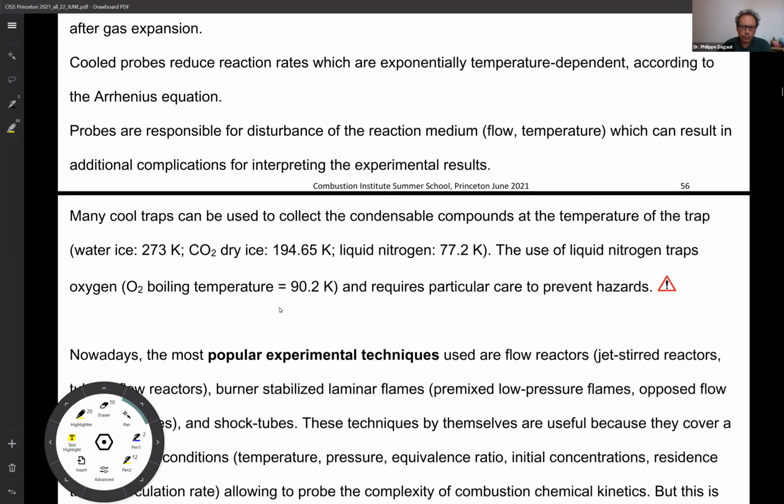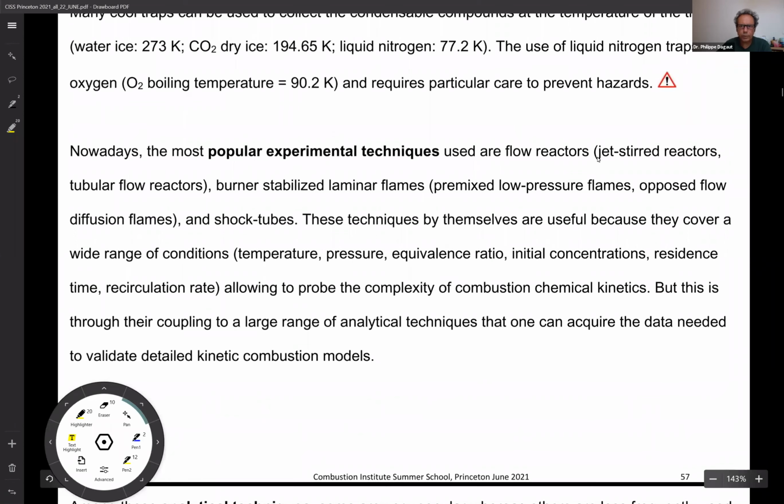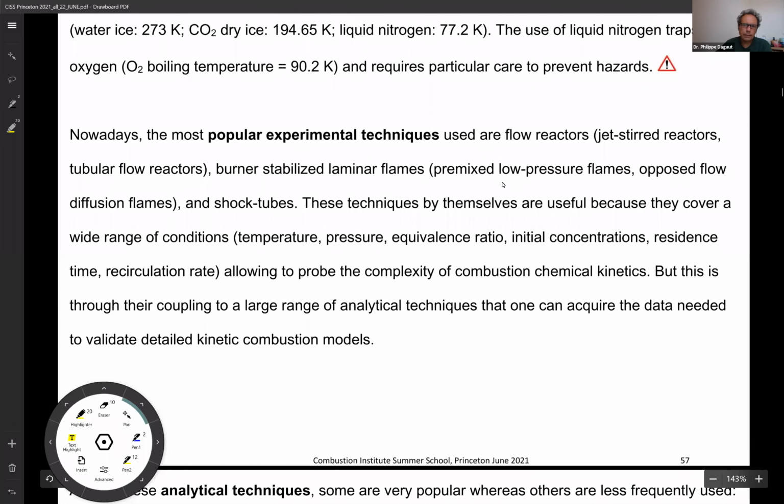Nowadays, the most popular experimental techniques used for collecting such data are flow reactors, such as jet-stirred reactors, tubular flow reactors, but also burner stabilized laminar flames, premixed usually at low pressure. But there are also opposed flow diffusion flames which can be used. And finally, shock tubes and rapid compression machines to some extent. These techniques by themselves are useful because they cover a wide range of conditions in terms of temperature, pressure, equivalence ratio, initial concentration, residence time, recirculation rate.